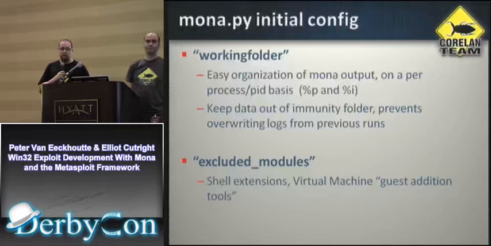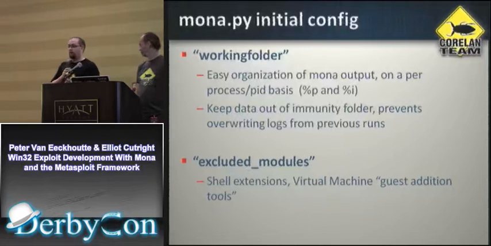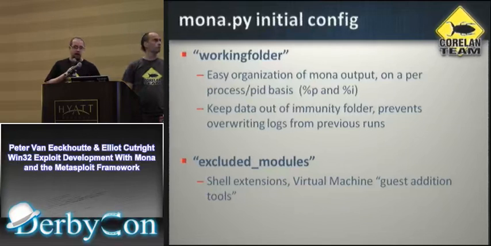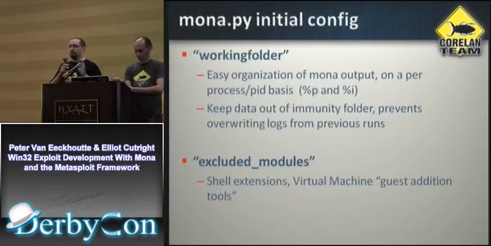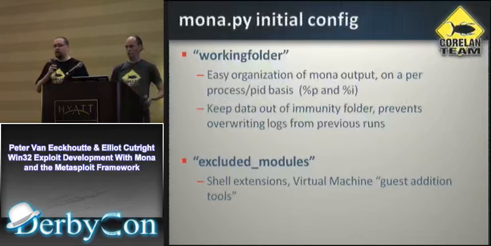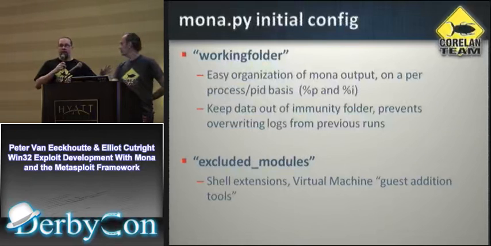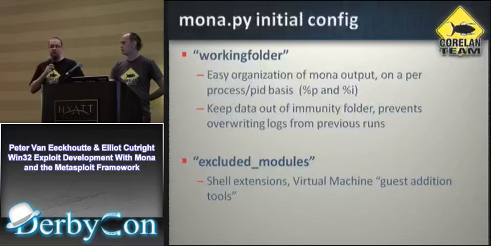It's one of my favorite features because if you're ever developing exploits for multiple applications, what working folder will do is take Mona's output, which will come in a text file, and put it in a folder of your choice, designated by either the process name or the PID. As you can see, the variances there. And it will keep Mona from stomping over the logs before, because it uses a standard set of logs and names. So rather than, if you're working with this app, you've got your rop.txt, and then you go work on another app for a little while, it's not going to stomp all over each of those logs.